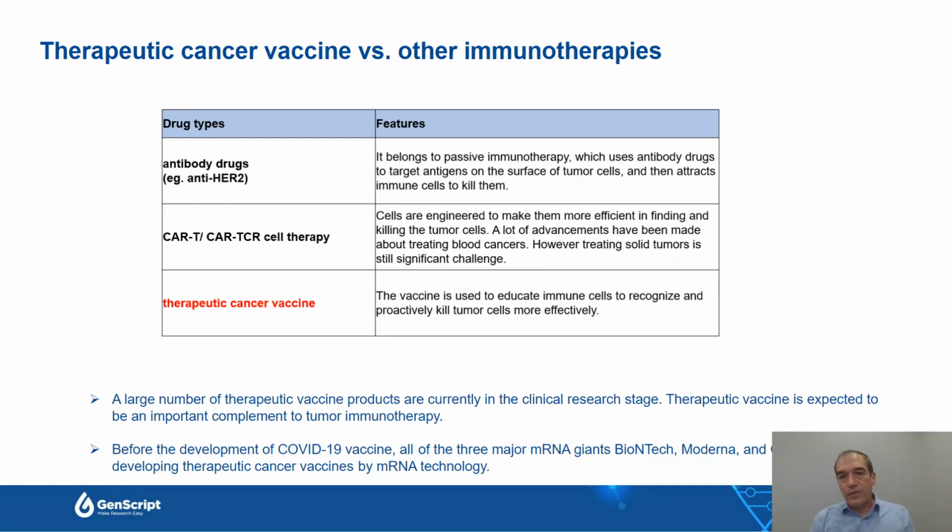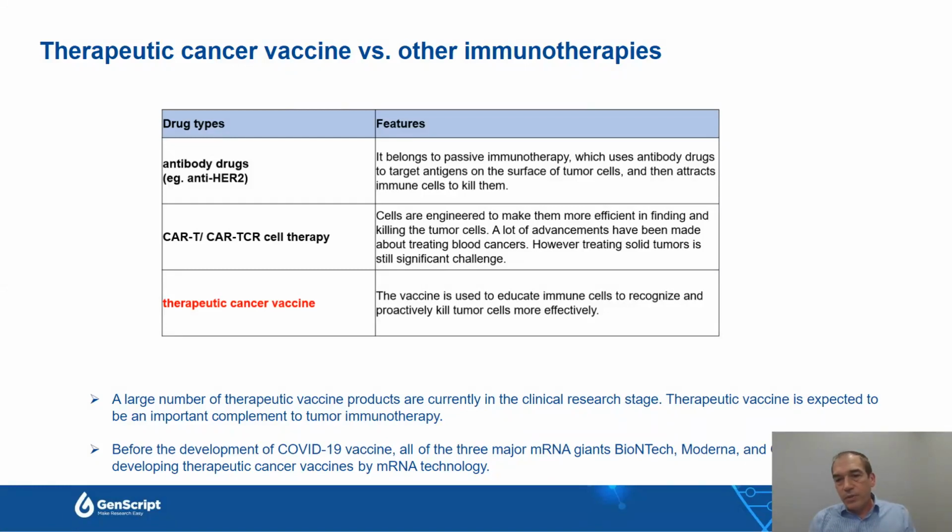They're usually cancer-focused. However, there are some vaccines that are now starting to focus on infectious disease. So what is the difference between therapeutic vaccines versus immunotherapies? For example, antibody therapeutics belong to the passive immunotherapy group, which uses antibody drugs to target the antigens. Basically they label the tumor cells or the infected cells, and attract the immune cells to kill them. Cell therapies typically use engineered cells that are more efficient at killing. For example, T cells and NK cells are engineered to become better at finding the tumor cells and killing them effectively. And then therapeutic vaccines are typically used to educate the immune system to recognize and proactively kill tumor cells, and more effectively find them and kill them.